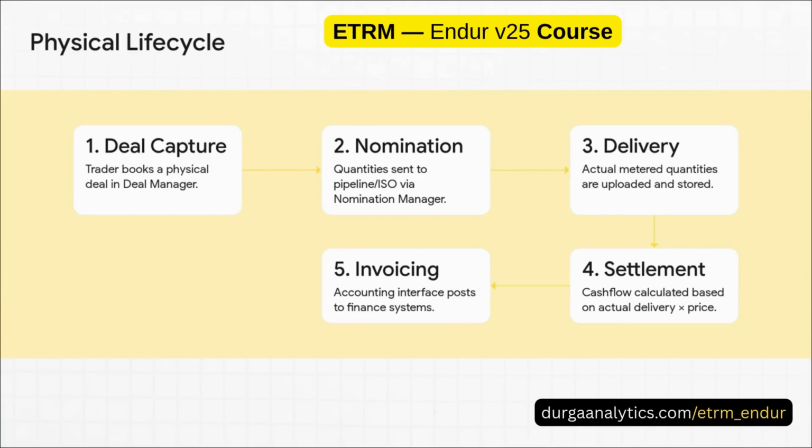So for a physical trade, the whole life cycle is a very logistics-heavy process. Once the deal's in the system, the next really critical step is nomination. That's where you're telling the pipeline or the grid operator what you plan to flow. And that's all handled by the Nomination Manager. The whole thing ends with settlement, but it's based on actual metered quantities. It's all about what was physically really delivered.